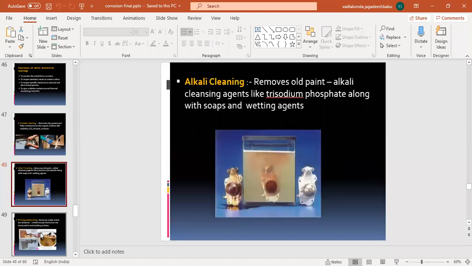Alkali cleaning. Here in this image you can observe, if we have any oil or old paint particles on the metal, generally the metallic structures will be cleaned with different kinds of alkali like trisodium phosphate, and along with soap and wetting agents it will be used to remove the old paint particles.